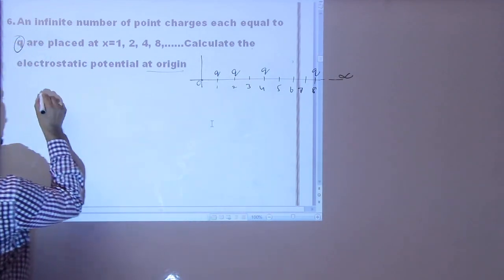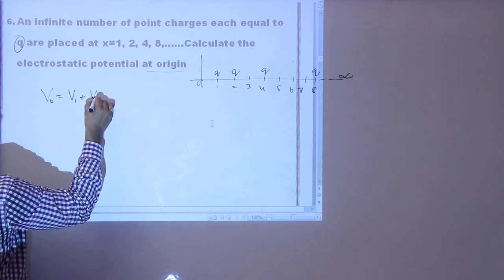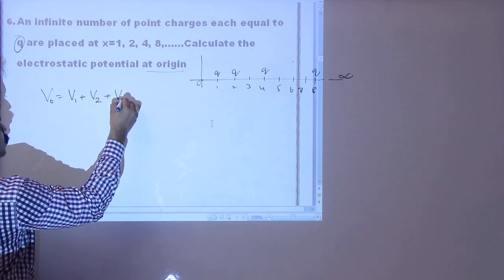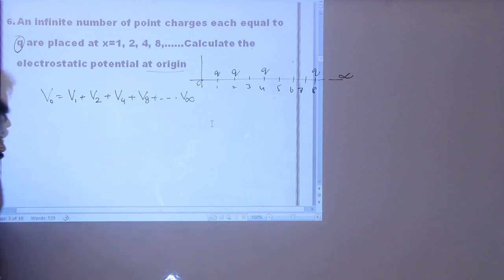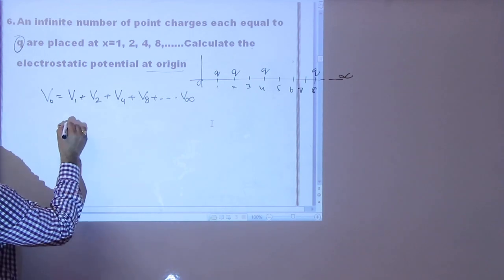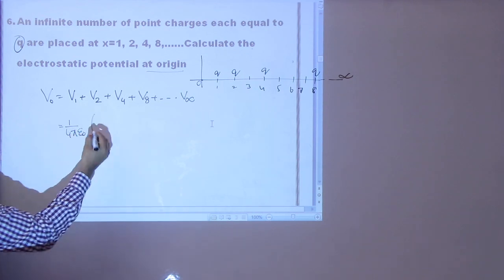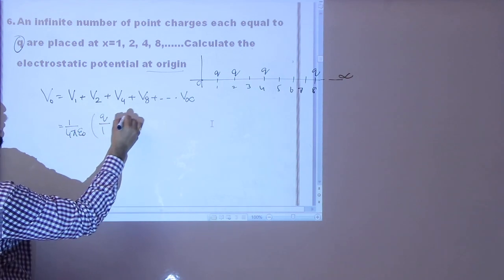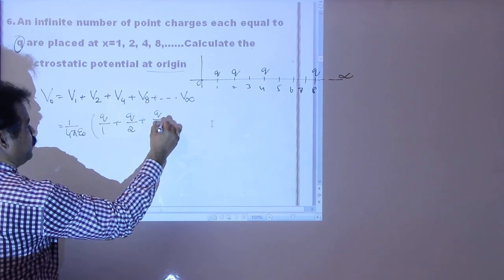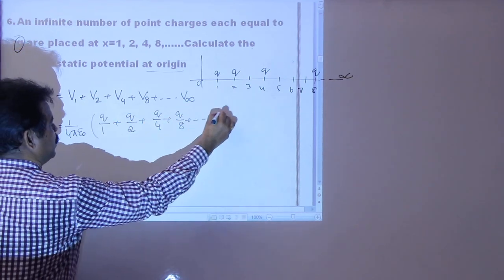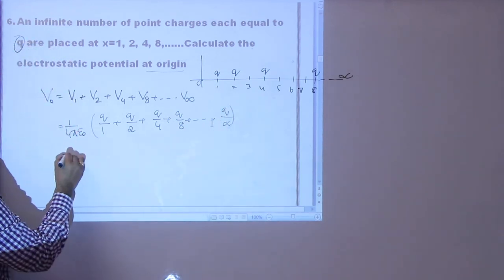Now I want to find out the potential at the origin here. So the potential at the origin is equal to the potential due to the first charge, the potential due to the charge at 2, the potential due to the charge at 4, the potential due to the charge at 8 and so on, up to infinite distance. So this can be written as 1 by 4 pi epsilon naught is common here. The first one q by 1, second one q by 2, because it is charge by distance, q by 4, q by 8 and so on, q by infinity.